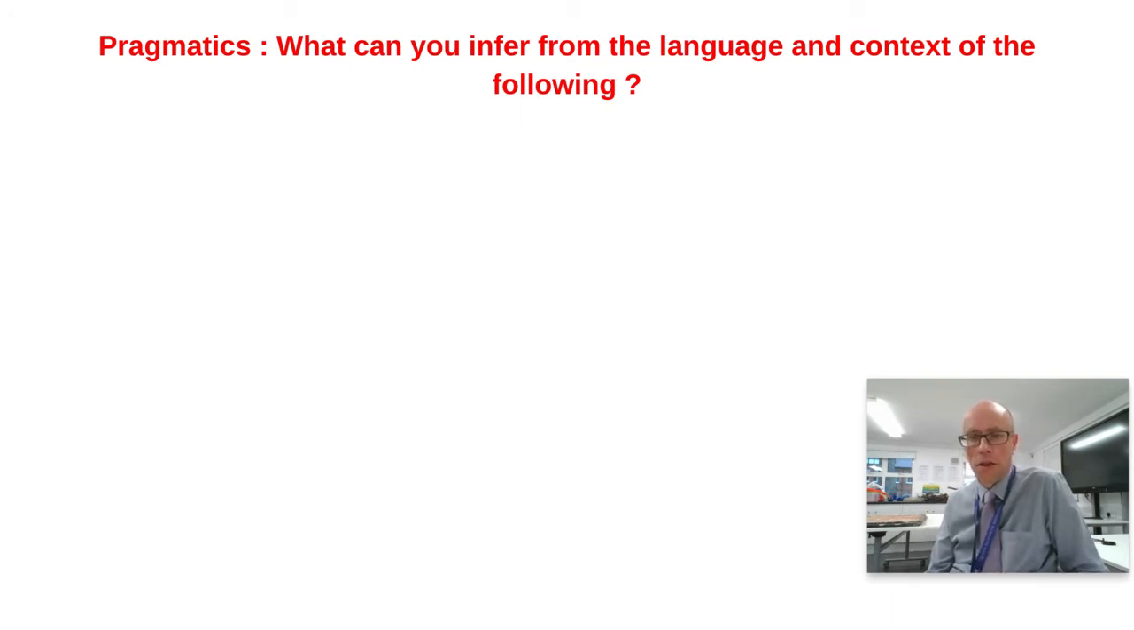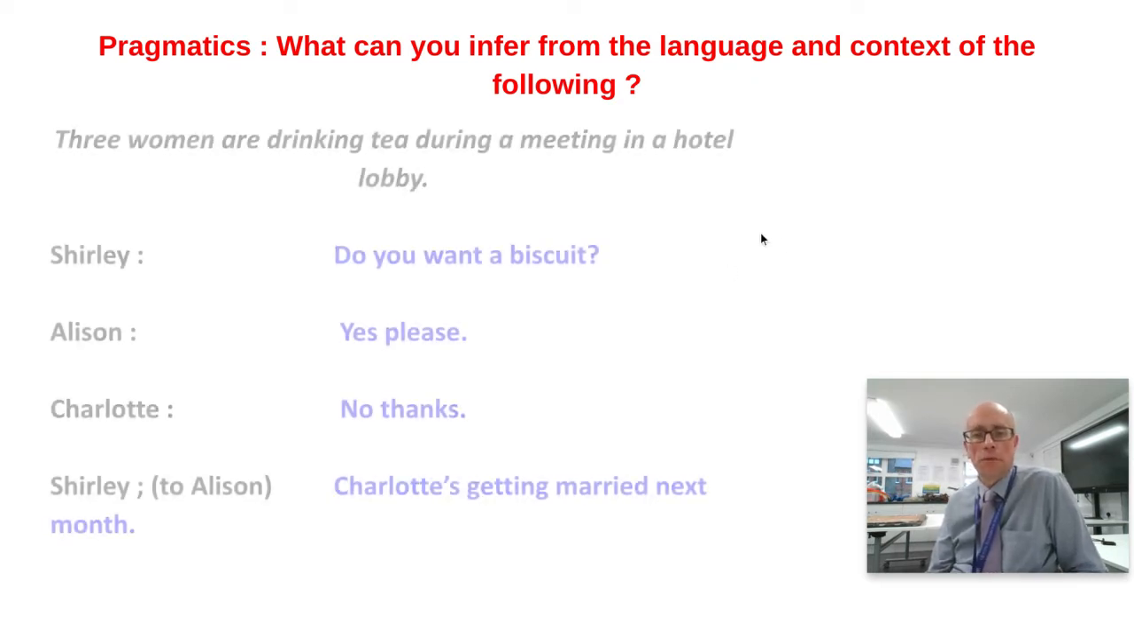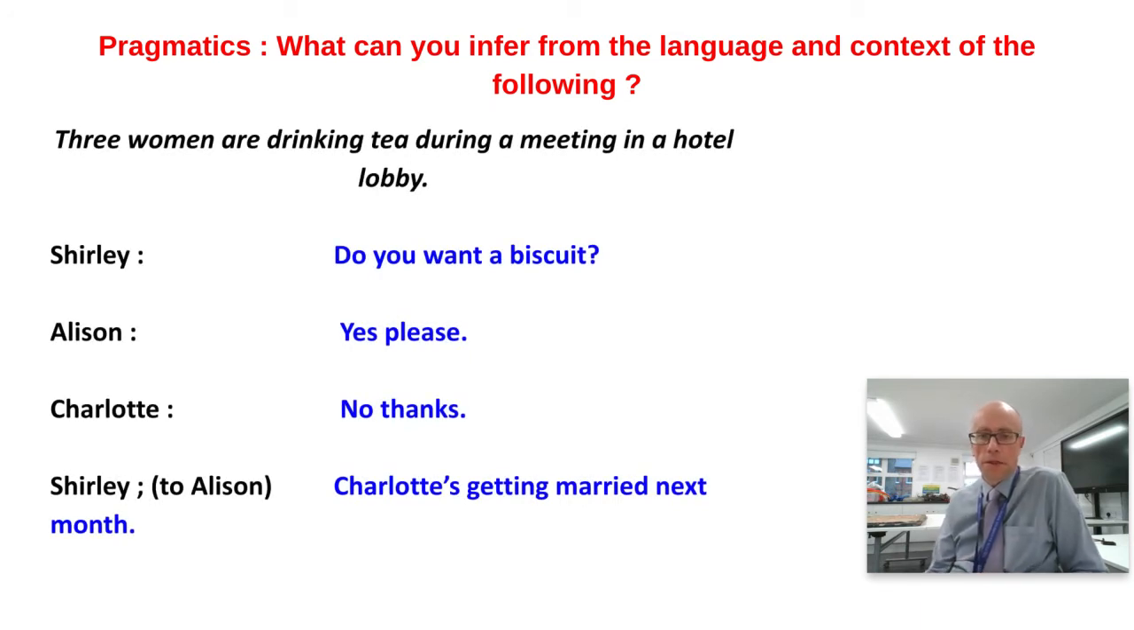So if we think of pragmatics and schematic knowledge and how it works in the real world, let's give you some examples. What can you infer from the language and context of the following? We've got three women, drinking tea during a meeting in a hotel lobby. Shirley says, do you want a biscuit? Alison says, yes, please. Charlotte says, no, thanks. Shirley says to Alison, Charlotte's getting married next month. So pause the video. What schematic knowledge is going on there, which leads Shirley to say Charlotte's getting married next month?